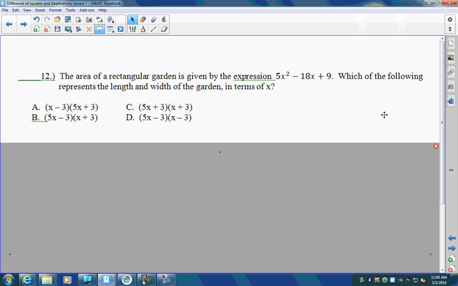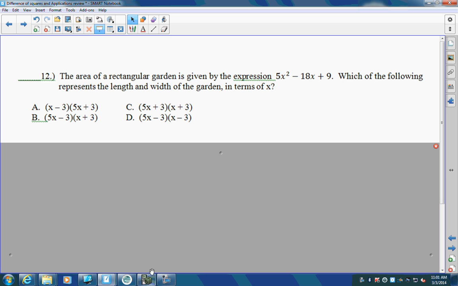All right, let's look at this first problem right here. It says the area of a rectangular garden is given by the expression 5x squared minus 18x plus 9. Which of the following represents the length and width of the garden? Now, you could go through and factor 5x squared minus 18x plus 9. You could multiply your answers to see which one would give you the right one, but here's what we're going to do instead.